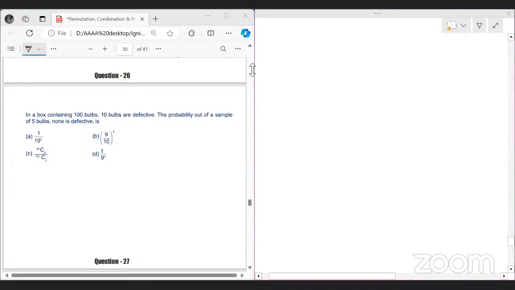Answer is Option C. Total number of outcomes: you are picking 5 bulbs out of 100 bulbs. And among these, I don't want any defective bulbs. So you pick 5 bulbs out of how many good bulbs? 90 are good bulbs, where 10 are defective bulbs. Option C.